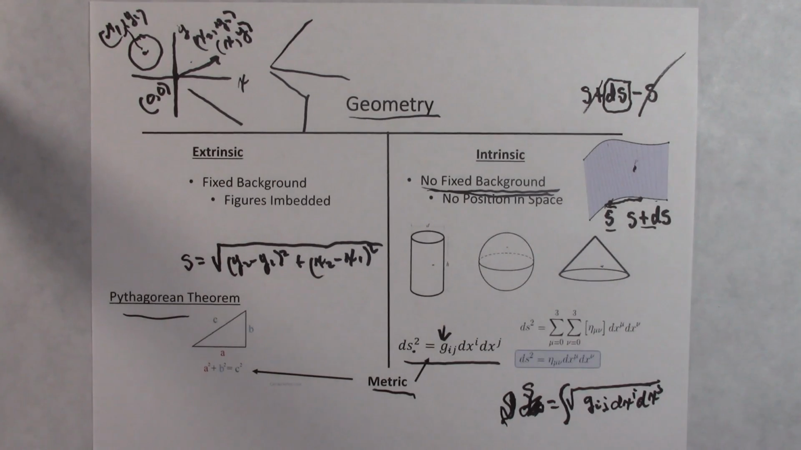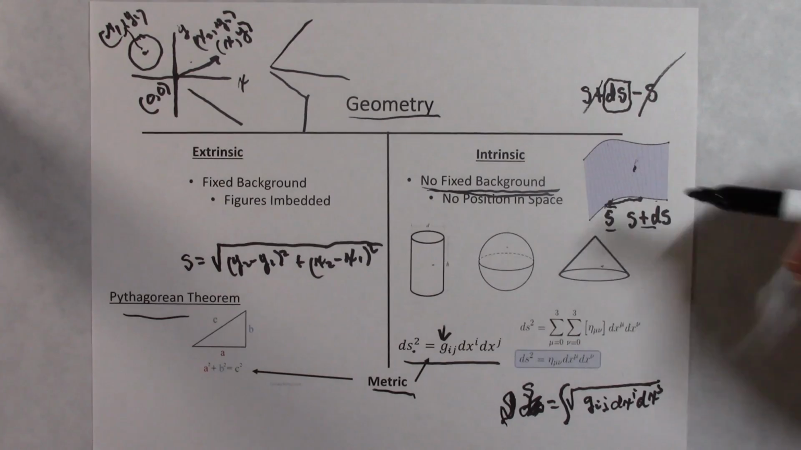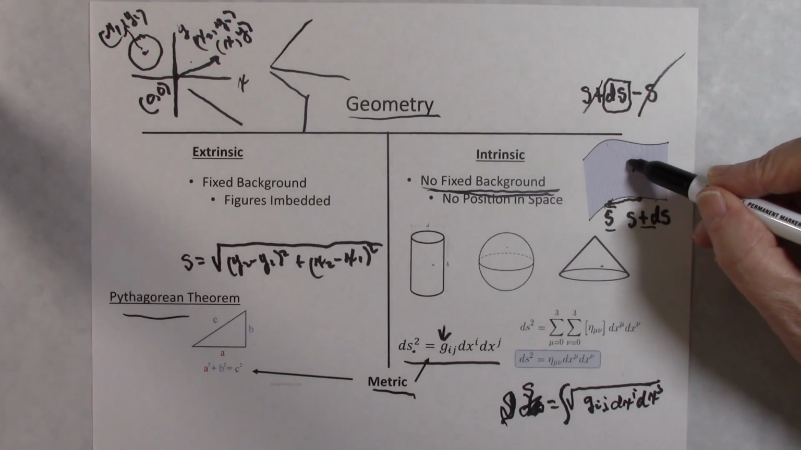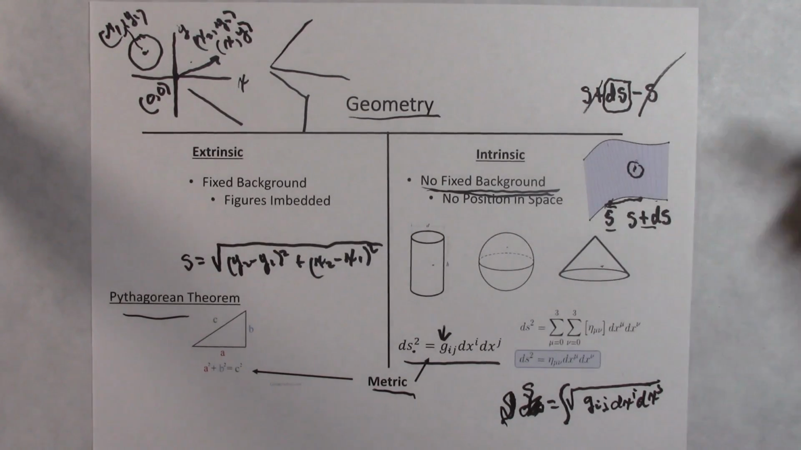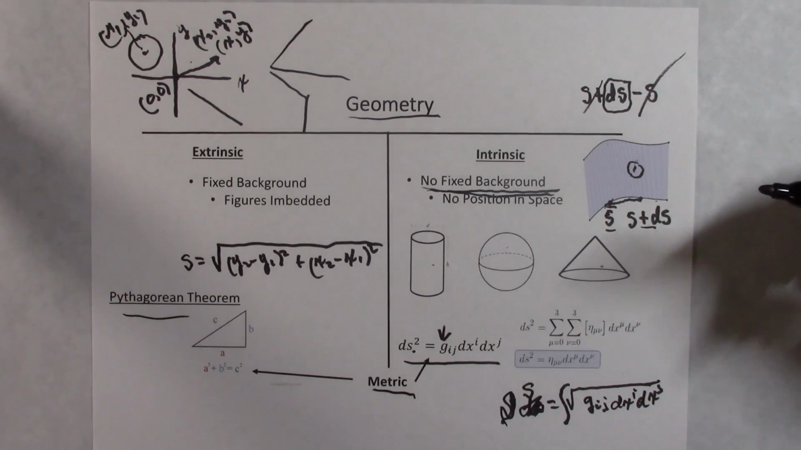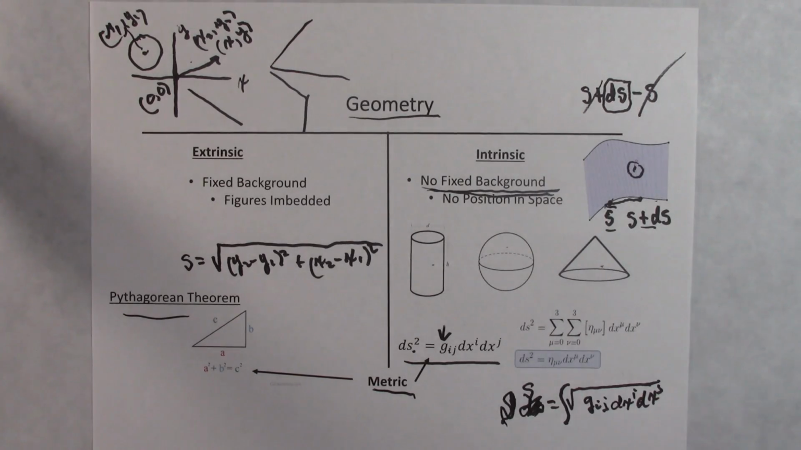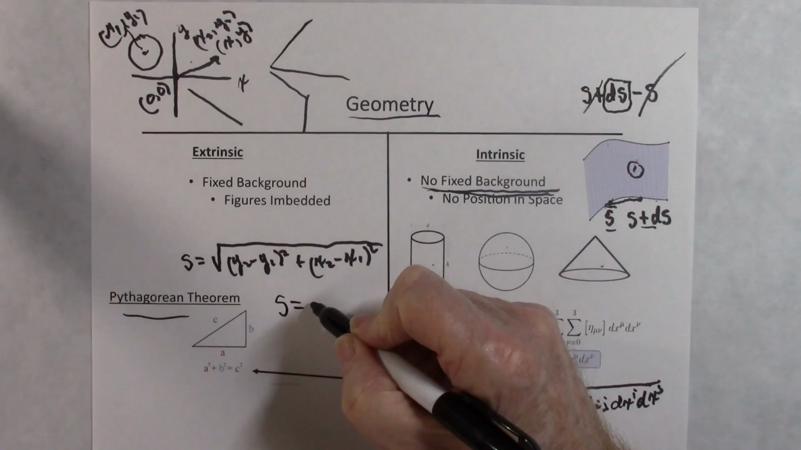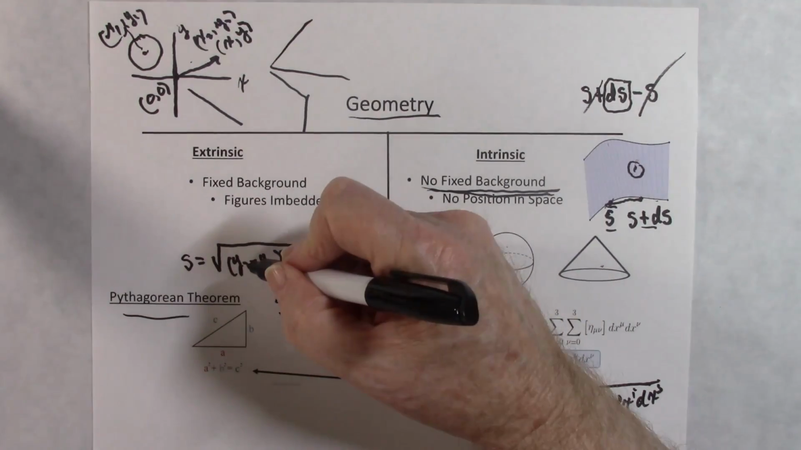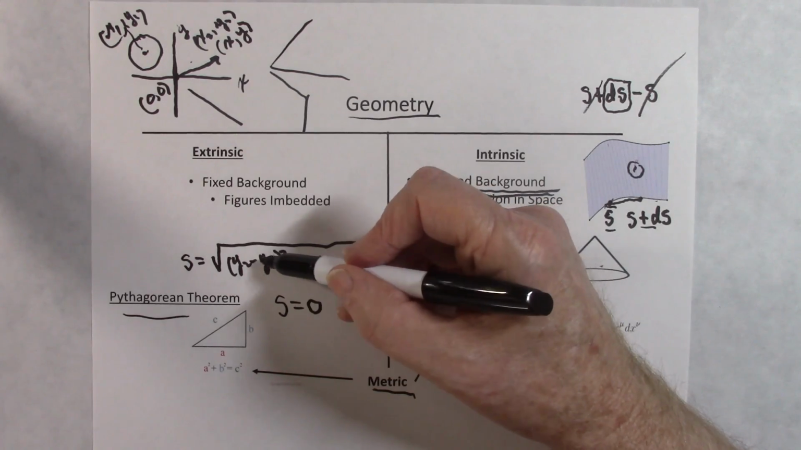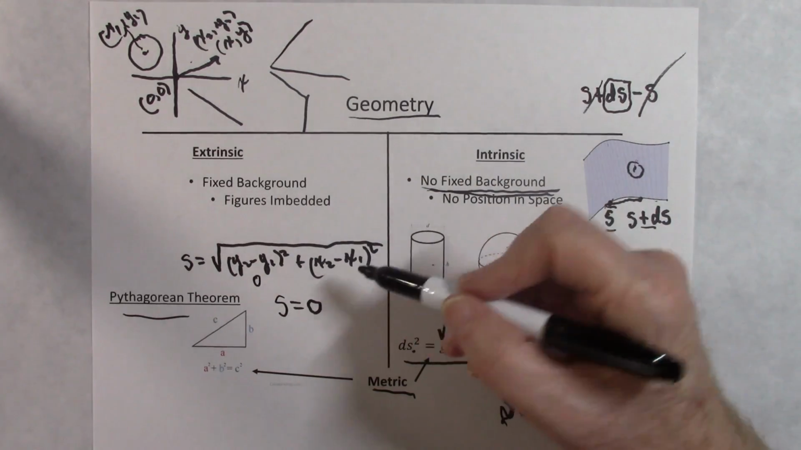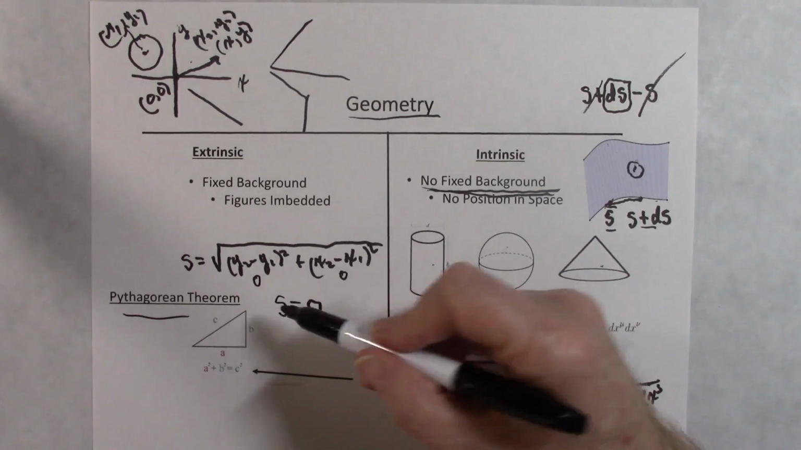They talk about points in intrinsic geometries all the time, but technically speaking, you can only talk about what's around a point. You can't really talk about what's at the point. For example, in an extrinsic geometry, if we wanted to know the distance between a point and itself, s would be equal to 0, because y2 would just be y1, or vice versa. y1 minus y1 would be 0, and the same here, it would be 0, so the distance would be 0.